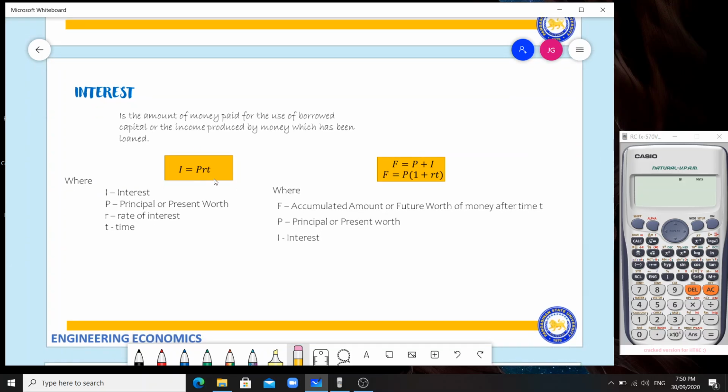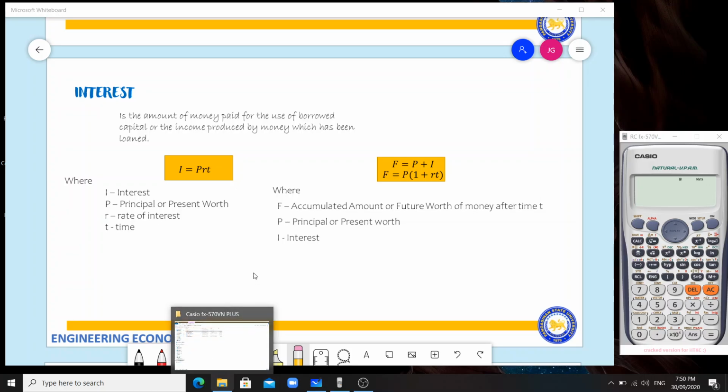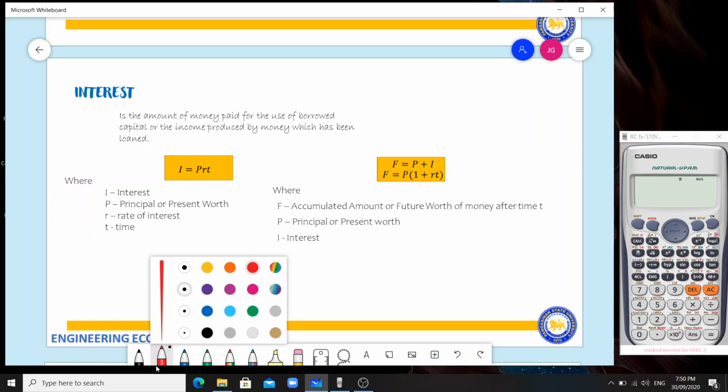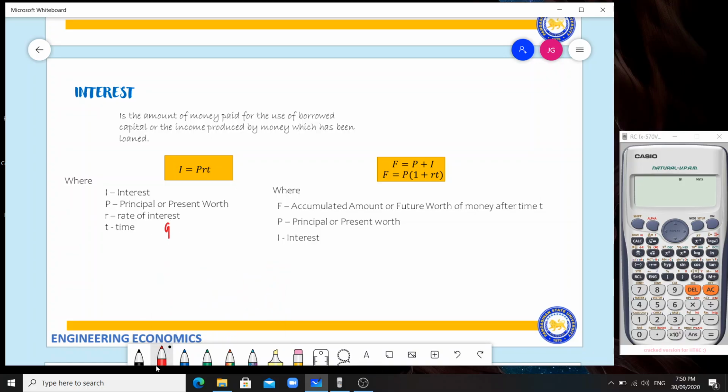Syempre, I is equals to PRT. I dyan is the interest, P is the principal or capital or present worth, R is the rate of interest, and T is for the time. Yung time dito, yung unit niya is in years. Yan. Okay? So, itong formula na to ay for computing the interest lang.